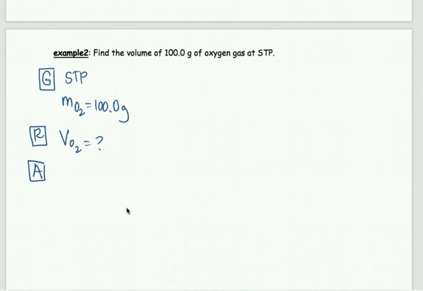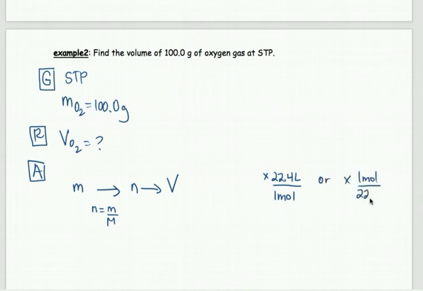But remember, molar volume means that we jump between the amount and volume. Right now we have mass, so we need to go from mass to moles to volume. For the formula people, you need to use this formula: mass over molar mass, and then when you get to here, you have to either multiply by 22.4 liters per 1 mole, or multiply by 1 mole divided by 22.4 liters.